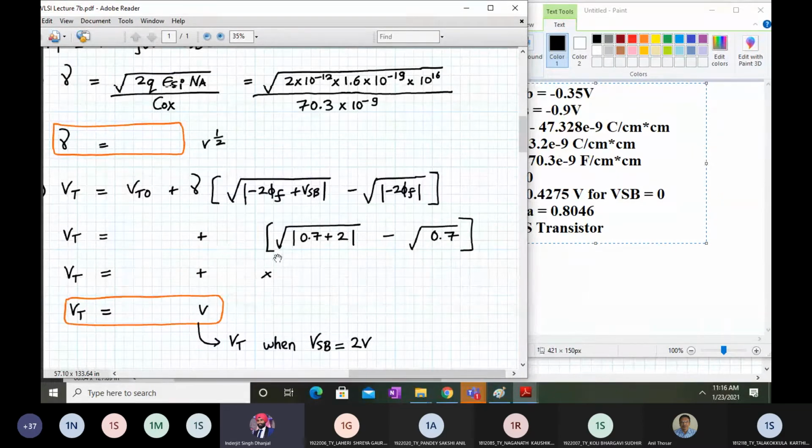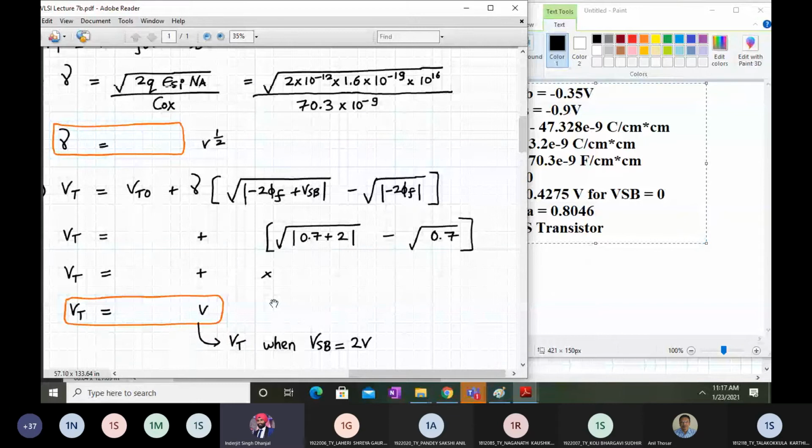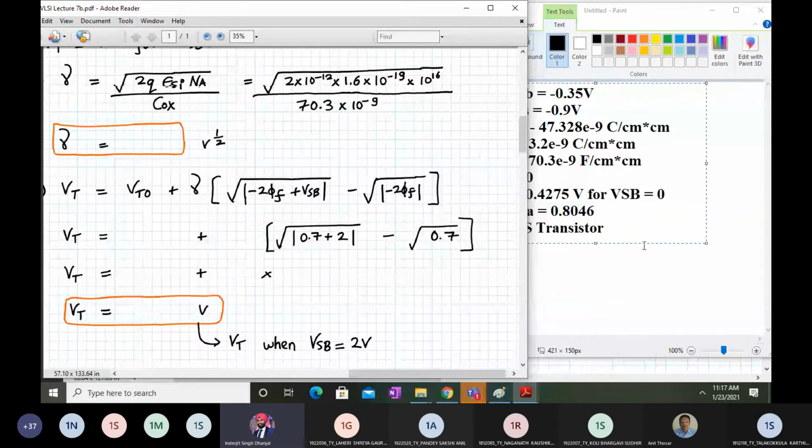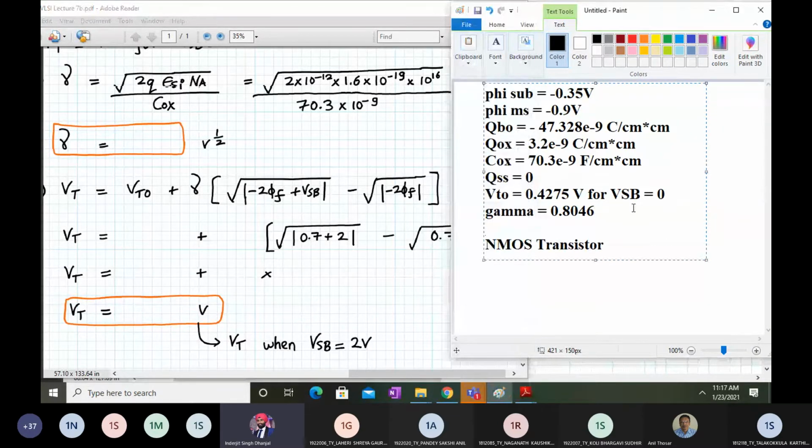Now calculate this entire value of VT. Someone can give me the new value of VT, the threshold voltage for a non-zero substrate bias of 2 volt. Let me know the value.